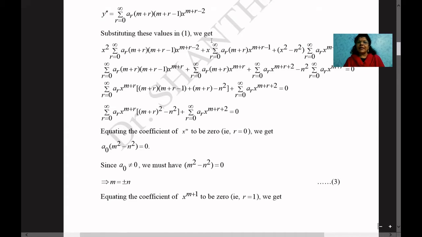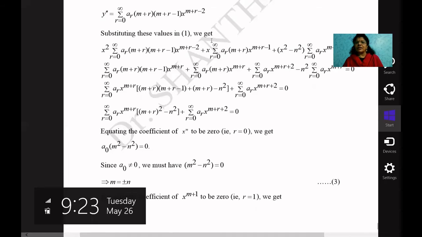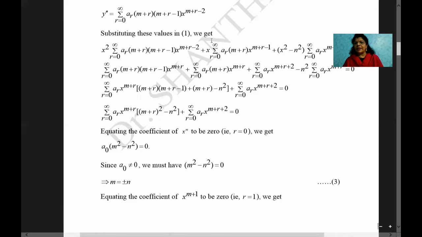This x I'm bringing inside. So what will you get? Sigma r is equal to 0 to infinity ar (m plus r) x power m plus r minus 1 plus 1, that is m plus r. And here two terms are there. So this bracket I'm going to remove. That is x square into summation minus n square into summation. Correct? X square into summation minus n square into summation.